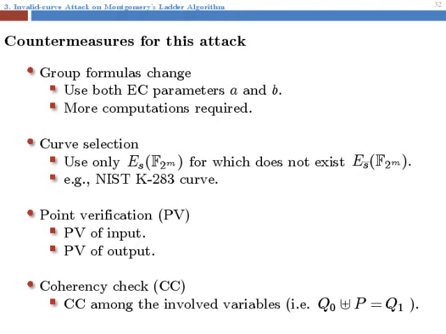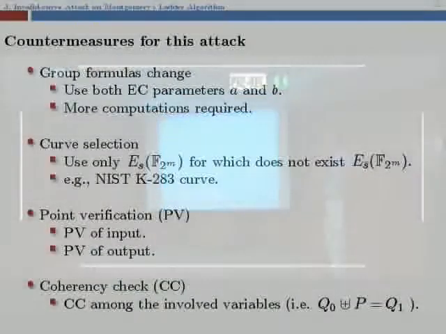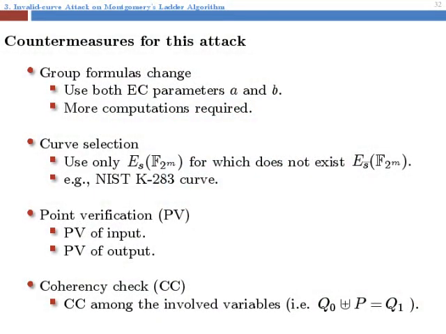What about the countermeasures to this attack? Basically, one can use formulas with both parameters A and B. The problem is that more computations are required, and for performance degradation, we don't want performance degradation in this case. The other one will be to select a correct curve. In this case, we can use, for example, the NIST curves, but this is too restrictive, and these curves are good if we take care about the implementations.